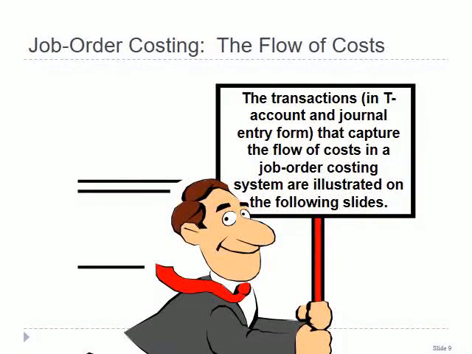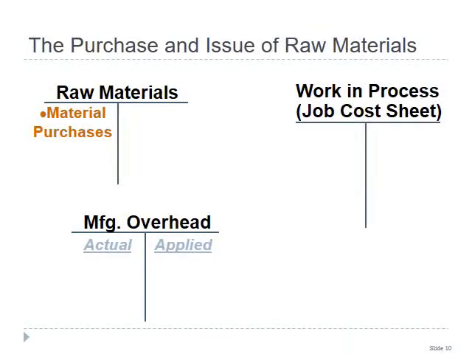So here the transactions in the T accounts are presented in the following slides. So let's go. So here part 1. So when the raw materials are purchased, they are debited to the raw material inventory account and credited to accounts payable, right? If you purchase the raw material on account, the entry in the raw material account would be here.